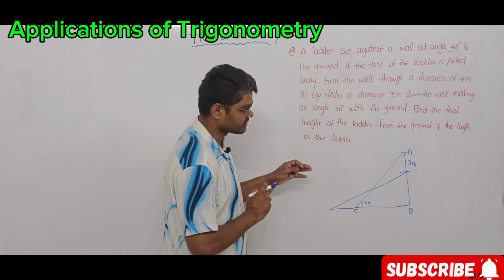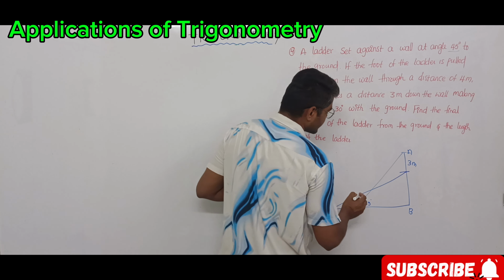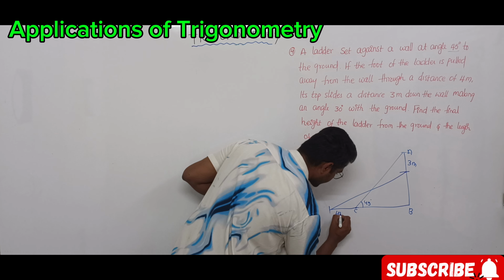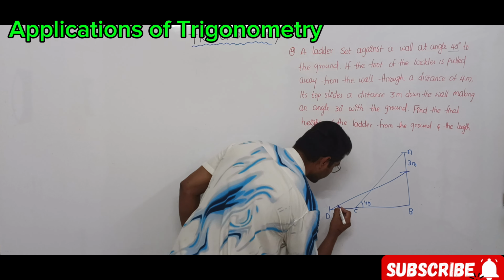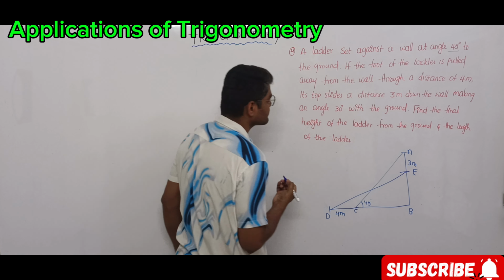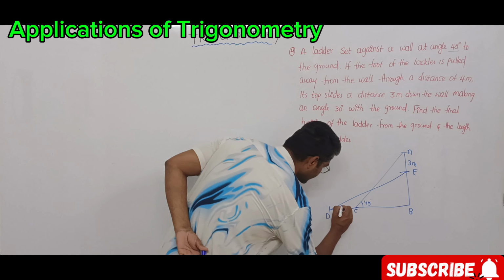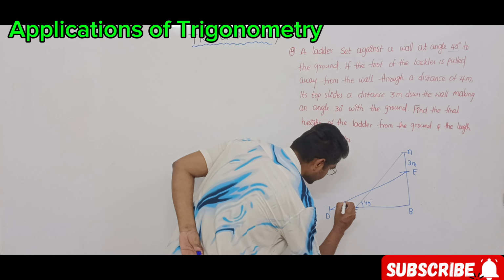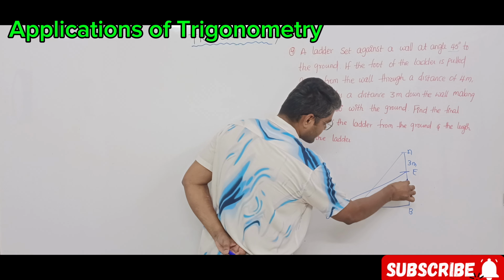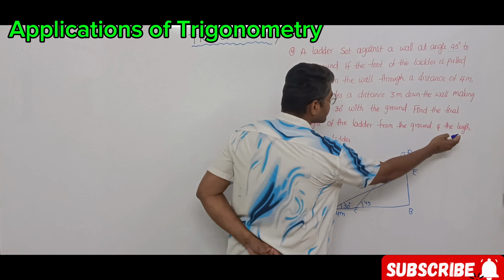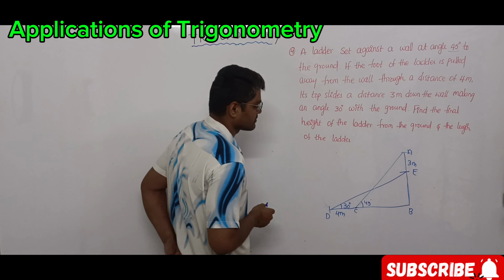Got it? Very carefully listen. Top slides a distance of 3 meters. So this distance is 4 meters. This is D and this is E. So it is making an angle of 30 degrees with the ground. Find the final height of the ladder. So this height of the ladder we have to find, and the length of the ladder. So the length of the ladder, this one or this one, we can find.